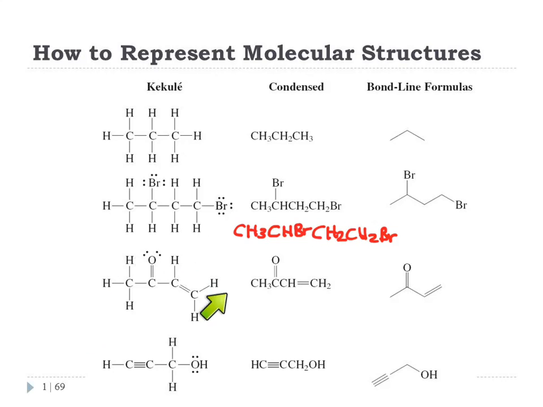Let's look at the next one. So this one's more complicated. Here we have carbon with a double bond to the oxygen, and so that's shown in here. And here we have a double bond between 2 carbons, so that's going to be shown as a double line in the formula.